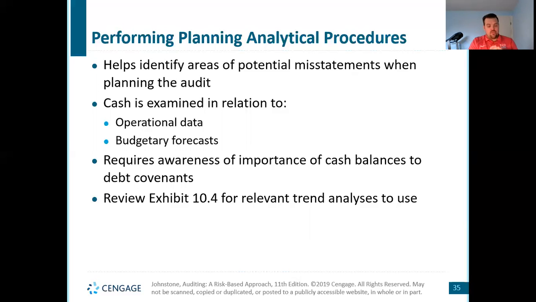So I'd want to look at the cash budget with regard to that and see, were they on track and would it be where we anticipated it being. This requires awareness of the importance of cash balance and debt covenants. We talked about debt covenants in the last video. Remember what those were. Because that is something that could really harm a company. The debt covenant is contractual. If the debt covenant is broken, then the bank has the right to call that loan immediately.